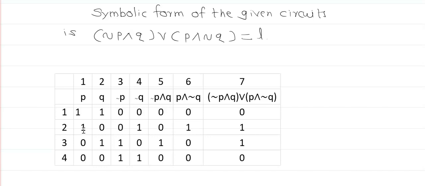Again, this is 0. Next is 1, and again 0. Next is P and negation Q. P and negation Q, that is 1 0 is 0. Next is 1 1 is 1. 0 0 is 0 and 0 1 is 0. Now the disjunction between column number 5 and column number 6: 0 or 0 is 0, 0 or 1 is 1, 1 or 0 is 1, 0 or 0 is 0, and in this way we get the truth table.